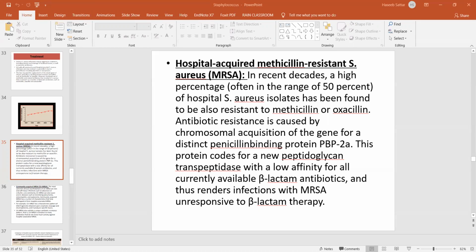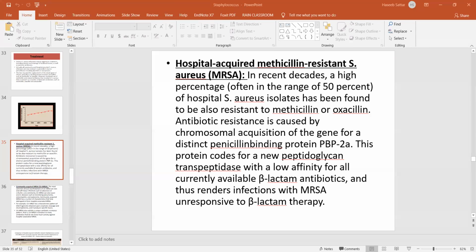Because of the change in their activity, because of the change in transpeptidation, if the bacteria acquire this penicillin binding protein mutation, all the beta lactam antibiotics will be resistant. So the bacteria will no longer respond to beta lactam antibiotic therapy.